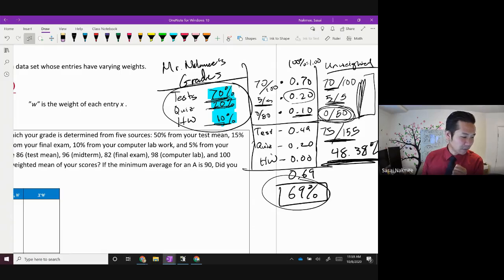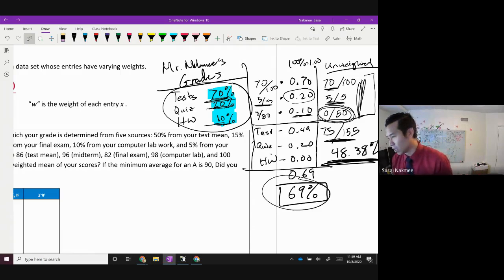Okay, so that's going to be it from me. Don't worry about the weighted mean, and we're not going to put that on the quiz because I just barely showed it to you today. But that's going to be it.